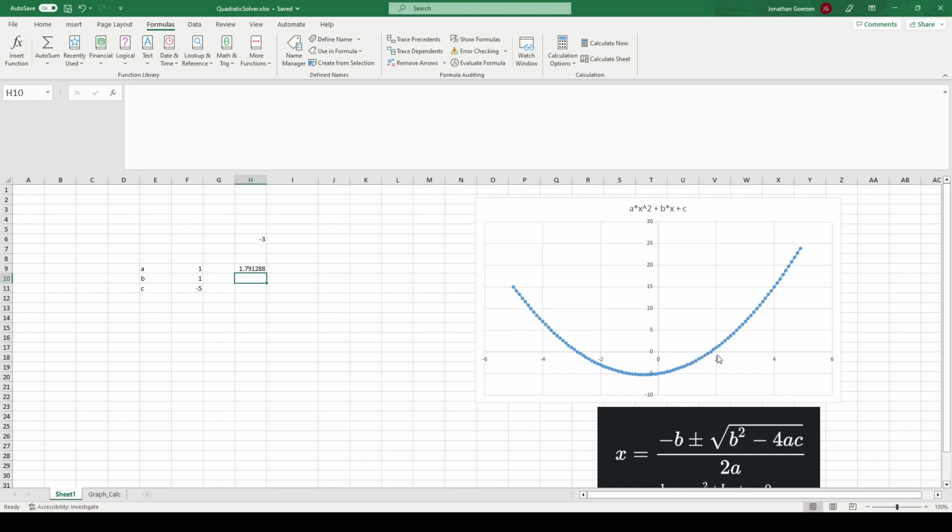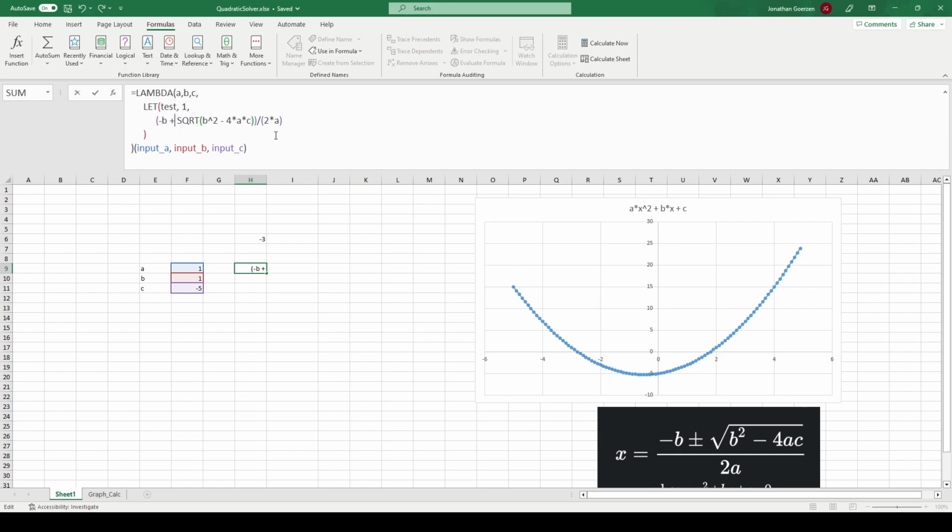Now hang on a second, Jonathan, you might say. There's a second root to this equation. There's a negative root, and I can find it easily if I change this plus to a minus. And again, that looks about right. Minus 2 3/4 is about there. But this equation only outputs one value. I want to have both. So, well, what can we do about that?